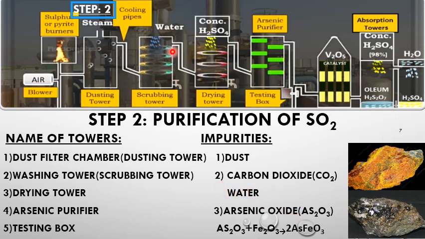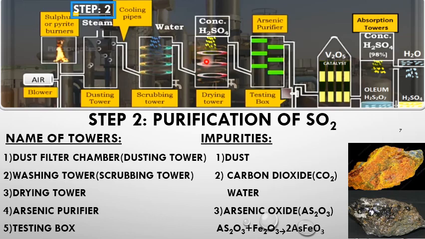Now in the scrubbing tower, the washing tower, it washes the carbon dioxide gas. Spray of water on the carbon dioxide gas dissolves it in the water and forms carbonic acid. The treatment serves to remove the acid fog. Now, sulfur dioxide gas containing water vapors and arsenic oxide, the main impurity, is introduced in the drying tower.